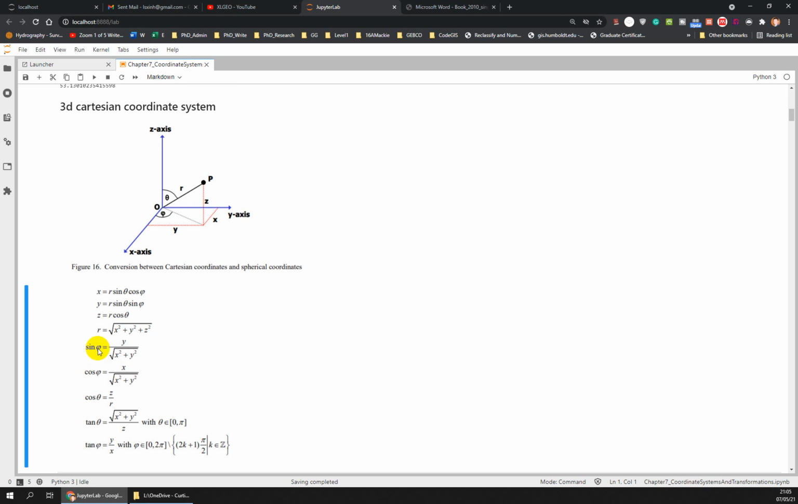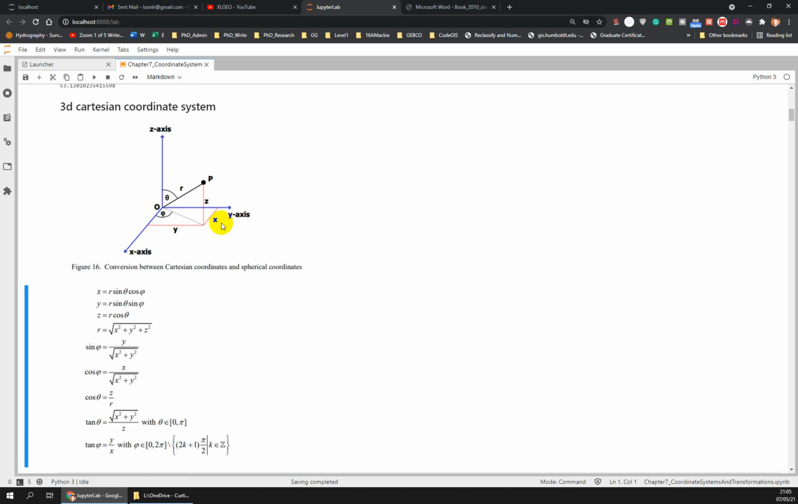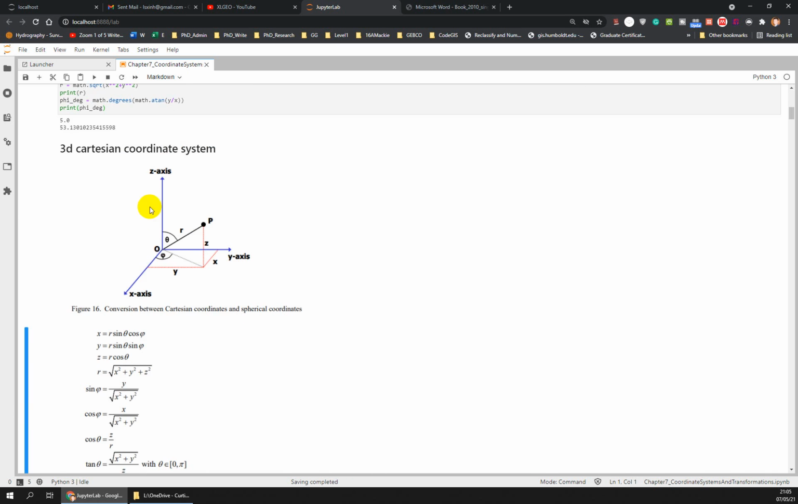Similarly, phi can be calculated using this formula or this formula. And then theta as well. Theta can be calculated using z and r, or it can also be calculated using this formula. So there are different ways to convert from Cartesian coordinates in 3D to polar coordinates in 3D. That's the theory of how to do it.